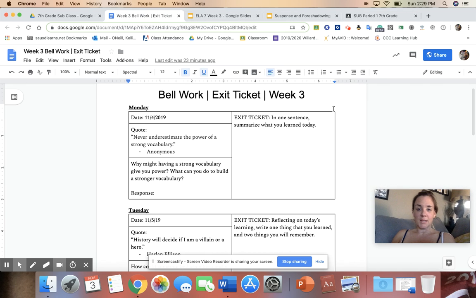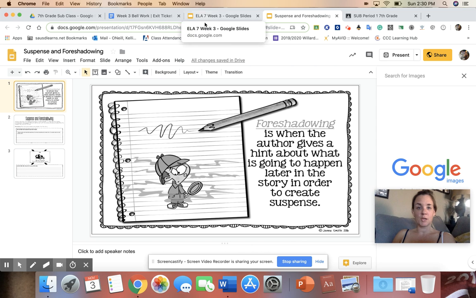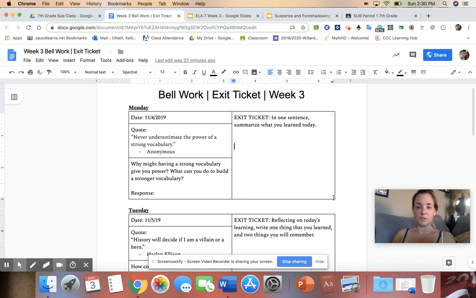Make sure that at the end of class or before the end of class, you complete your exit ticket, which is telling me in one sentence, summarizing what you've learned today. And it could be what you learned about foreshadowing. It could be something that you learned more about Rikki-Tikki-Tavi. But either way, please do make sure that you do your exit ticket.